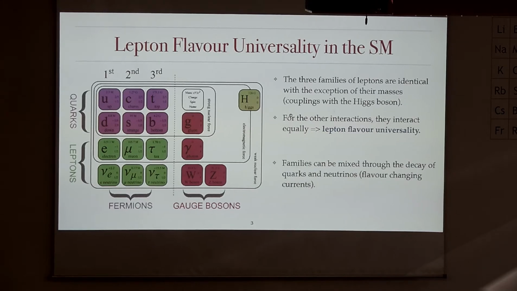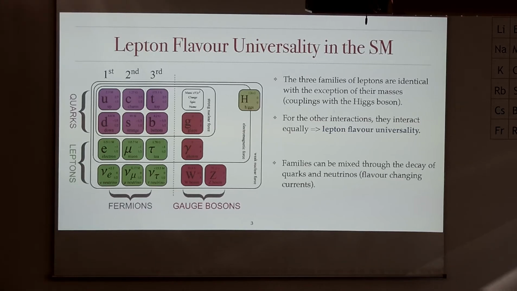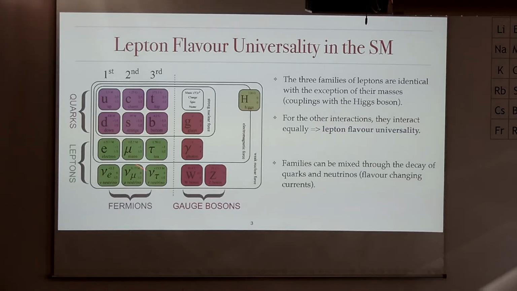So what is this lepton flavor universality? This is the good version of this table. In the standard model of particle physics, we have three families of leptons that are identical, with the exception of their mass. And we say that, with the exception of the couplings with the Higgs boson. So the Higgs boson knows something about these families that we don't. We know how this works, but we don't know why the masses of the particles are like they are. But the Higgs knows. Okay.